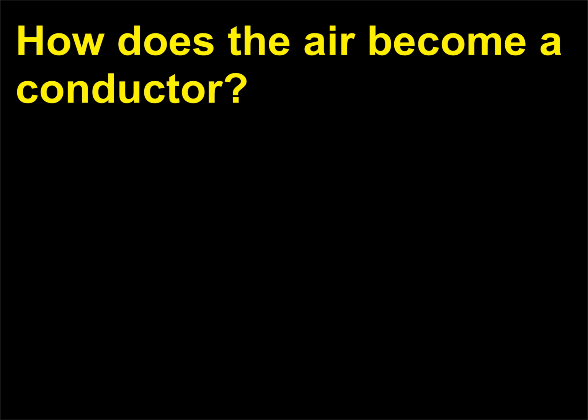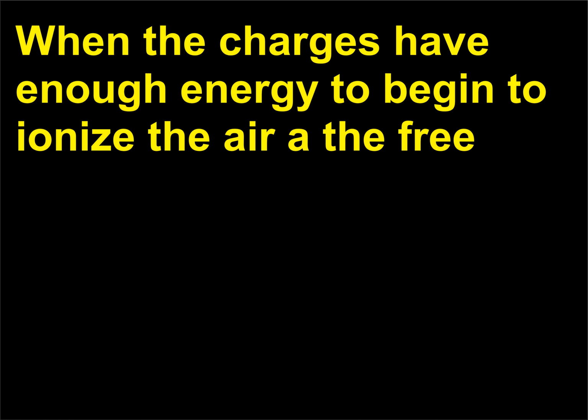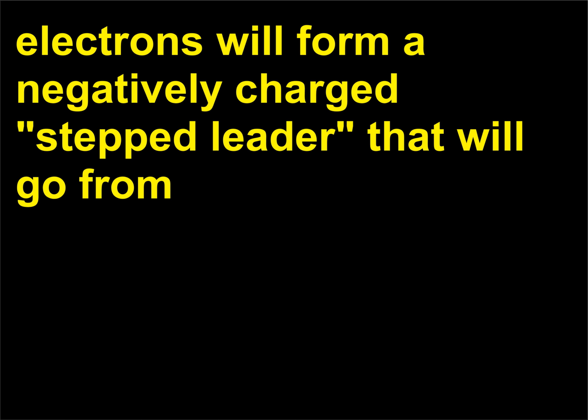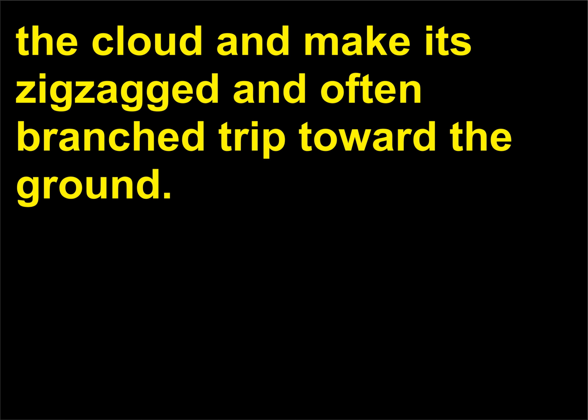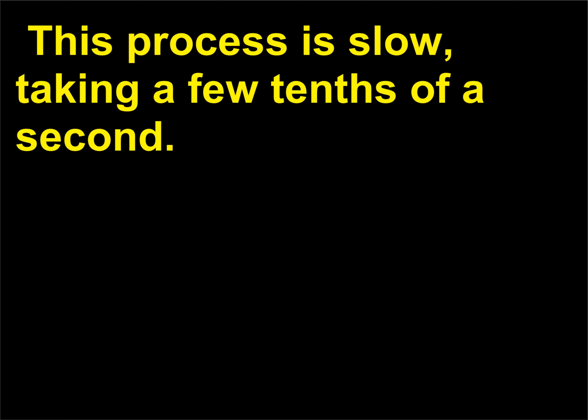How does the air become a conductor? When the charges have enough energy to begin to ionize the air, the free electrons will form a negatively charged stepped leader that will go from the cloud and make its zigzagged and often branched trip toward the ground. This process is slow, taking a few tenths of a second.